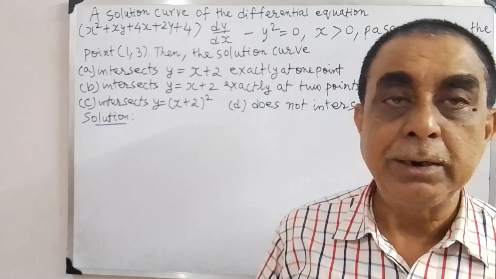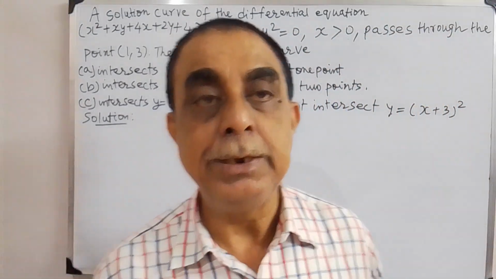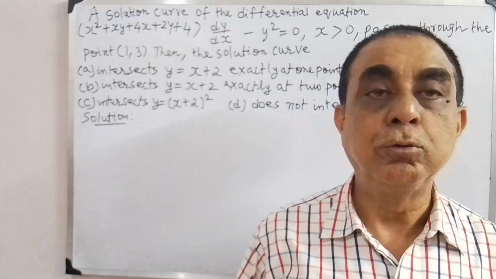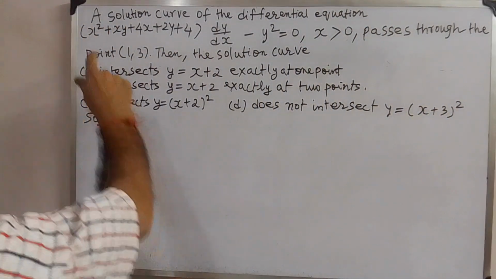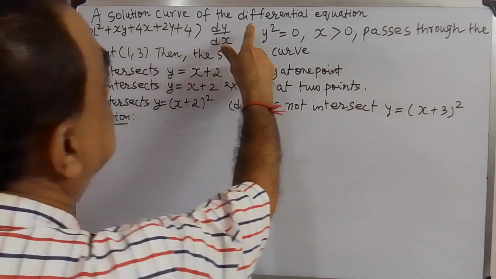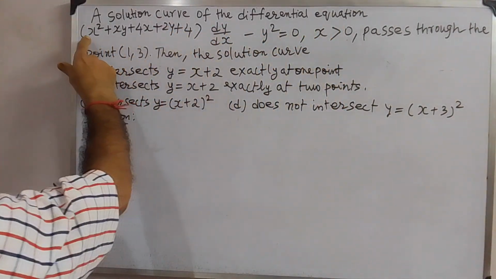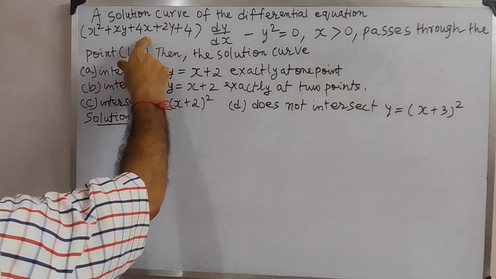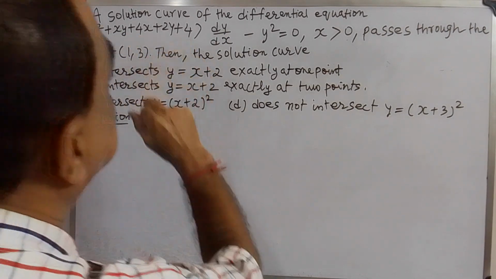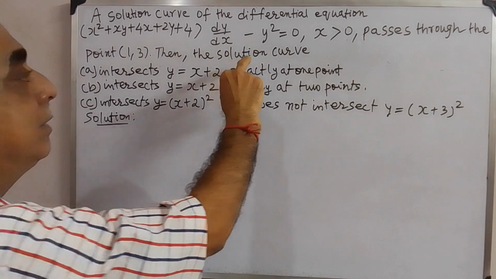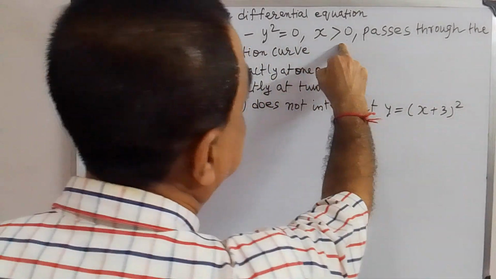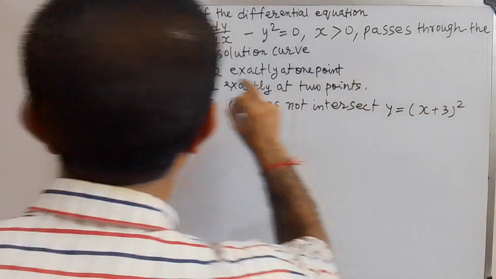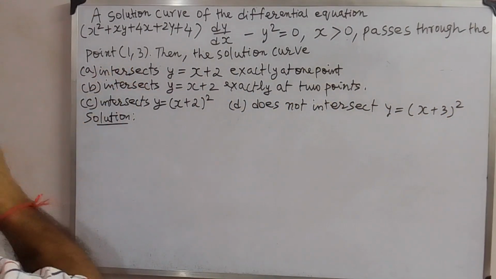Today we are doing a sum from JEE Advanced 2016. The sum reads like this. A solution curve of the differential equation x squared plus xy plus 4x plus 2y plus 4 dy by dx minus y squared equals 0, x greater than 0, passes through the point 1, 3.